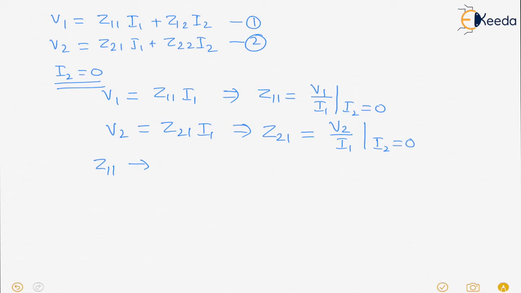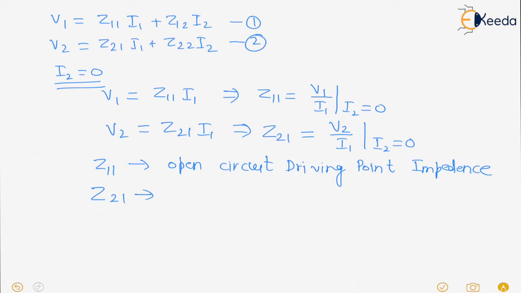This Z11 is defined as open circuit driving point impedance, whereas Z21 is equal to open circuit forward transfer reactance.